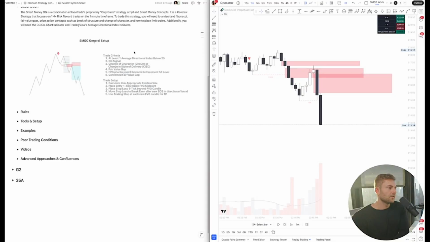But I just wanted to give a crash course on my take on fair value gaps, because I think there's a lot of over-engineering online of some of this stuff. I've been trading a long time. There's definitely a massive use and potential for this type of analysis, but that's really how I see it and how I've been able to use it successfully. So let's go over the SMOG general setup.